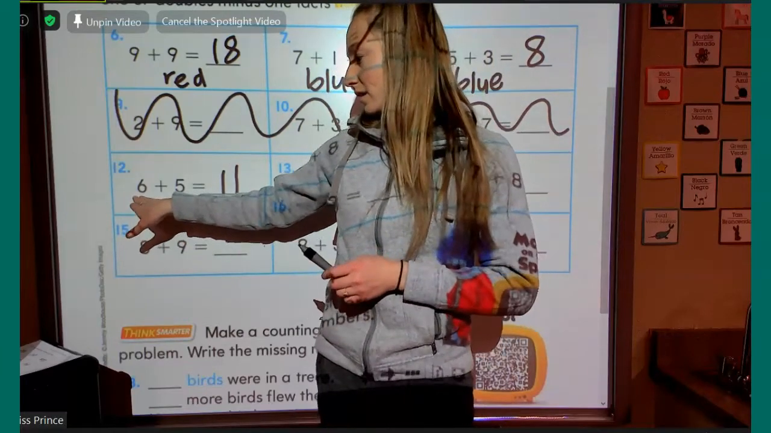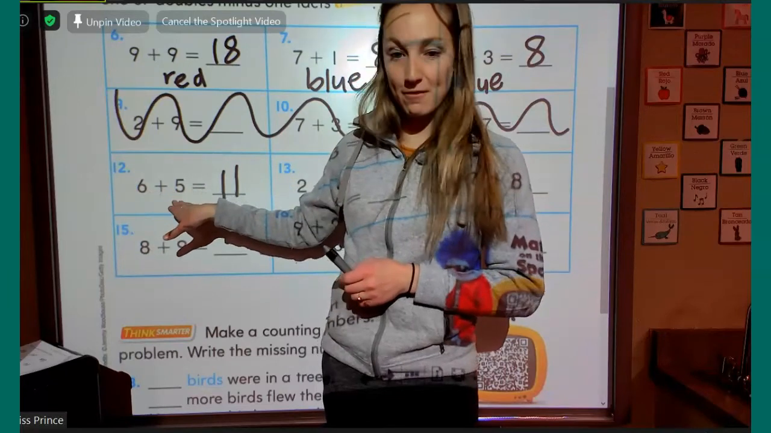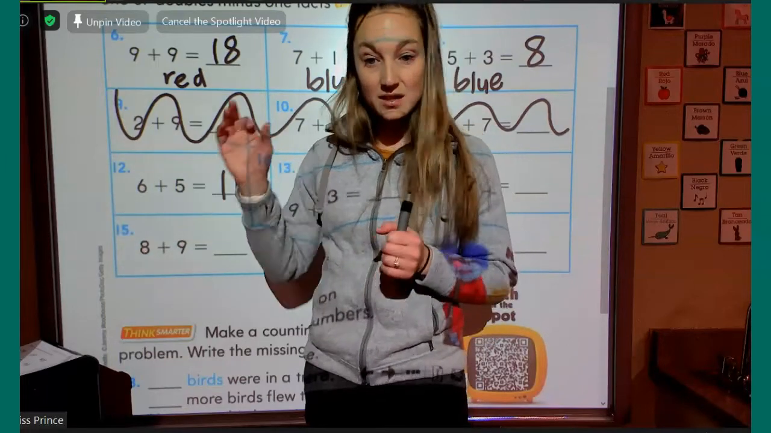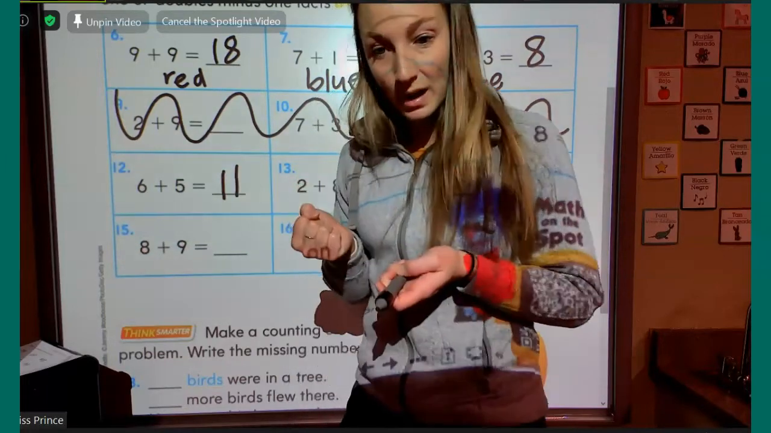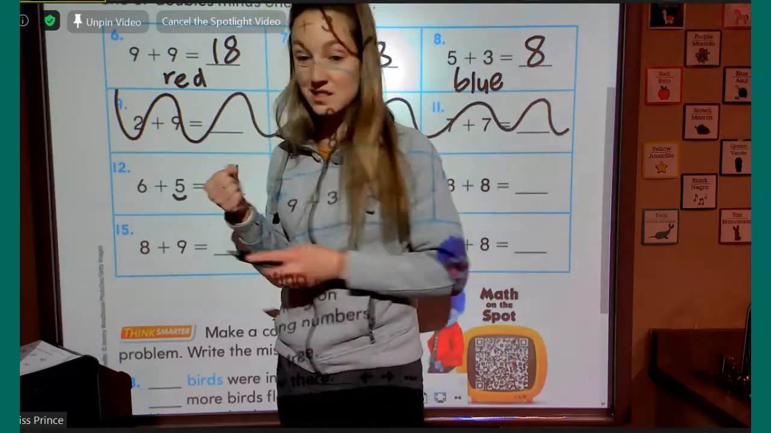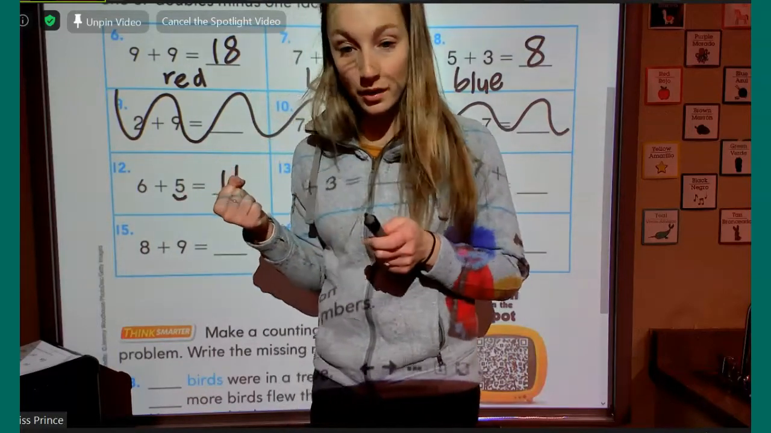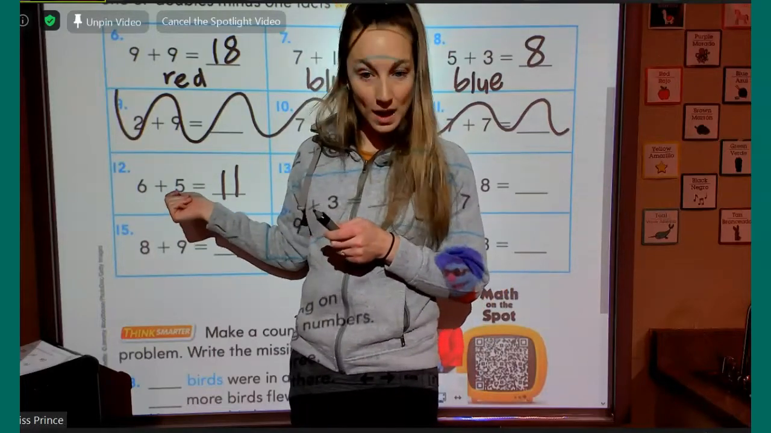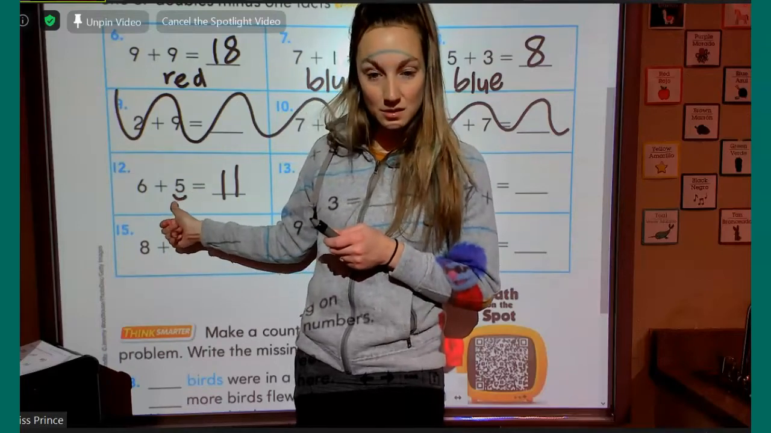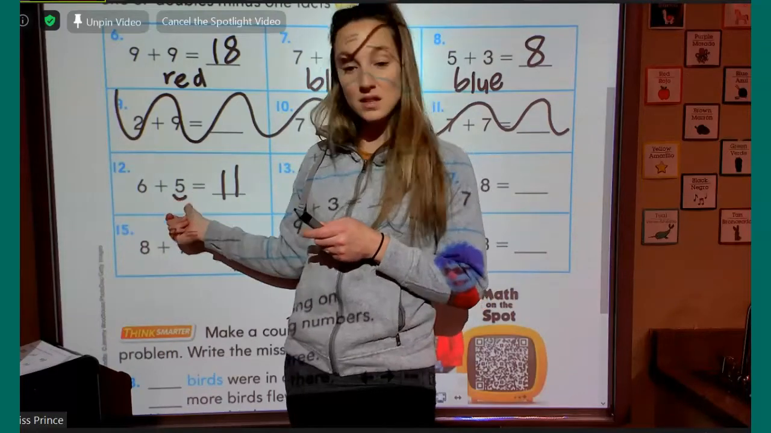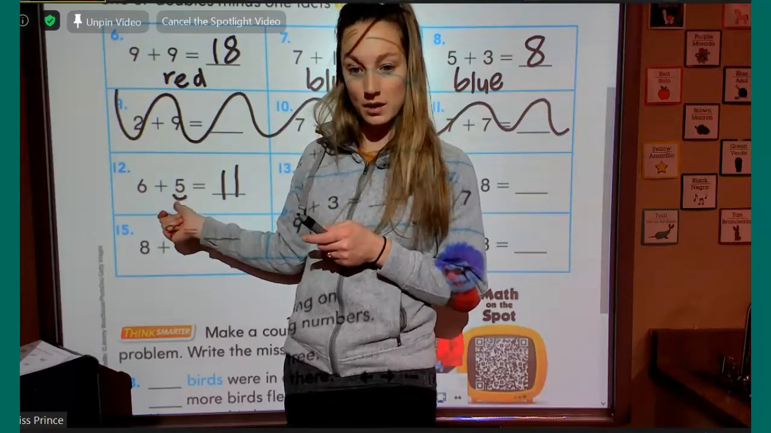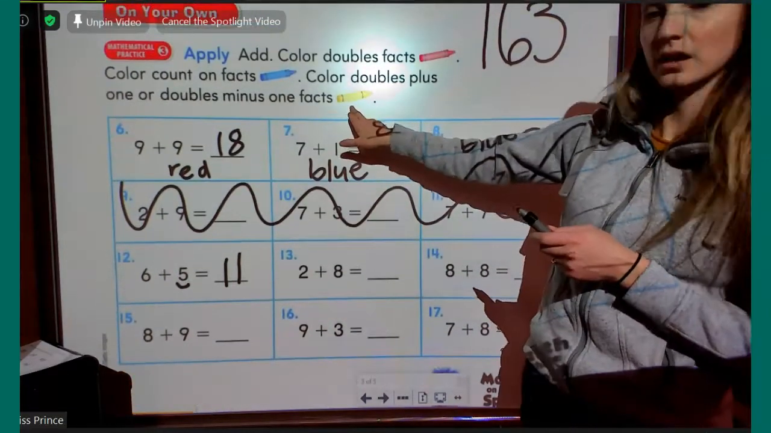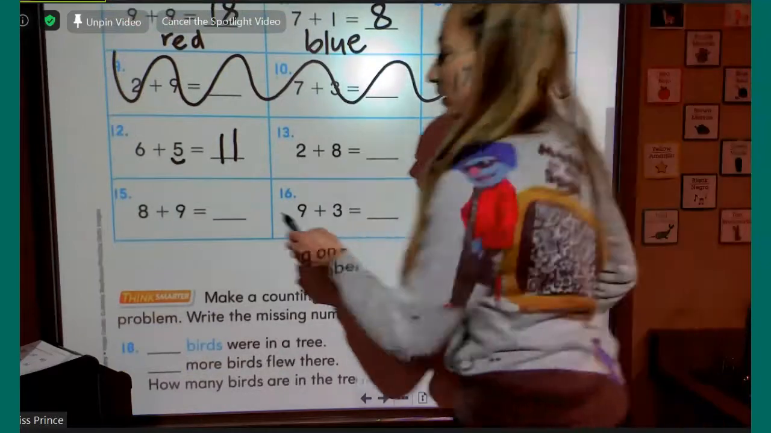And I'm going to show you. Okay. You were tricking me. 6 plus 5. One of the numbers is smaller than the other. So we can grab the 6 and double it, which would give us 12. However, this isn't a 6. This is one smaller. So this is a double minus 1. So we say 6 plus 6 is 12. Take away 1, which is 11. So the doubles minus 1 is going to be colored yellow. So we're going to write yellow.